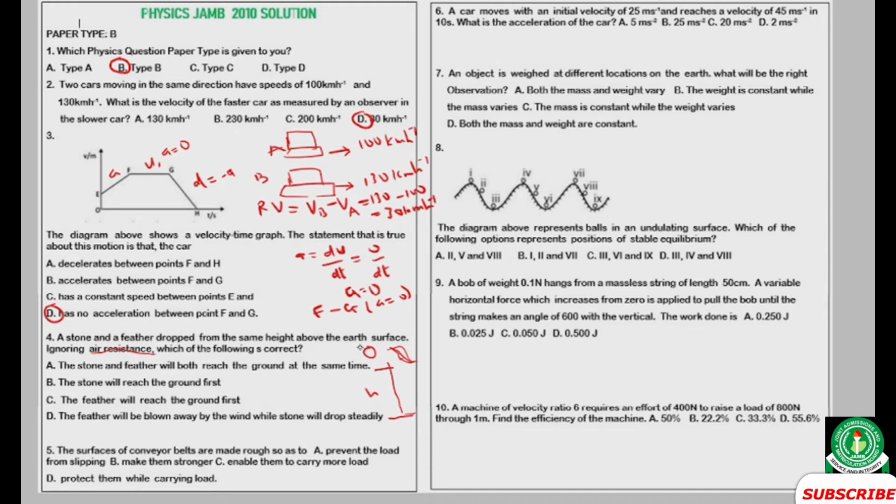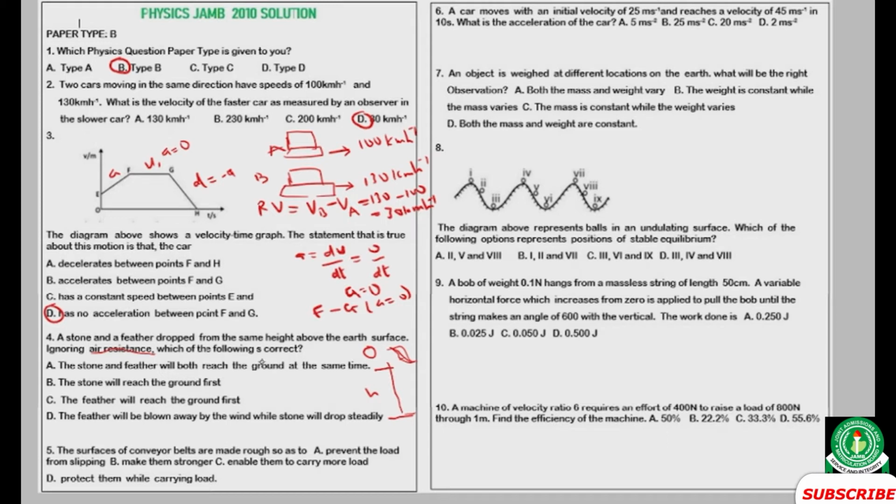Now, a stone and a feather was dropped from above the Earth's surface, and we are told that we should ignore the air resistance. When you throw a stone and a feather, ignoring the air resistance, both will hit the ground because air has been removed. So let's see which statement is correct. The stone and the feather will both reach the ground at the same time. This is very, very correct, because there is absence of air resistance, there is no external force affecting them. So they both fall under gravity at the same time.